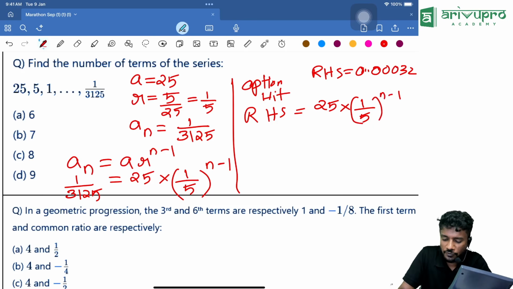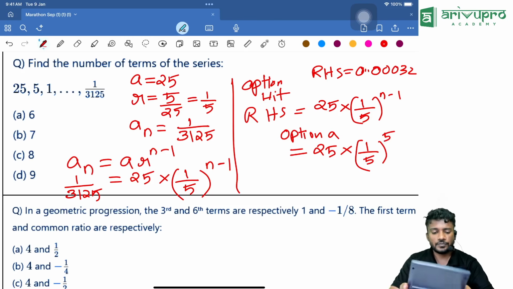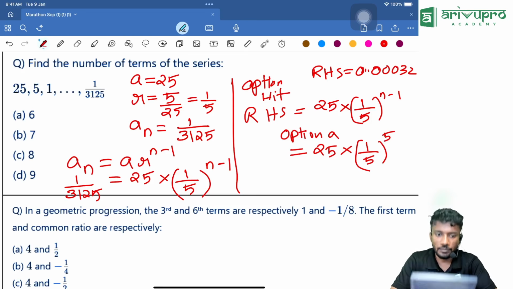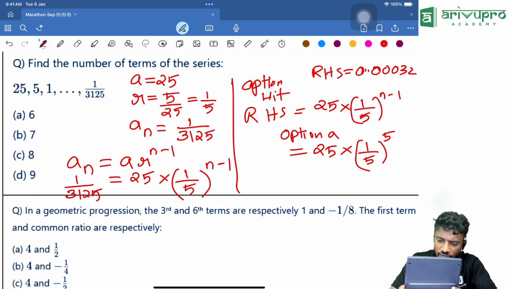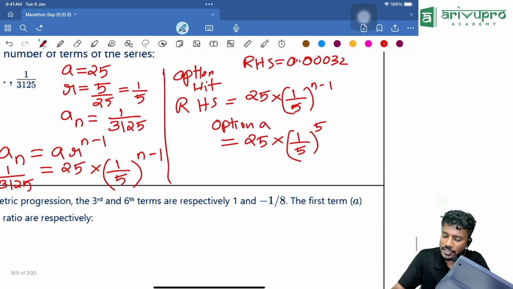Which option are you going to try first? Try option A. That is 25 into 1 by 5, the entire thing raised to 6 minus 1, which is 5. So 25 divided by 5 raised to 5. First find 5 raised to 5, then multiply by 25. You are not getting the answer, which means option A is wrong.